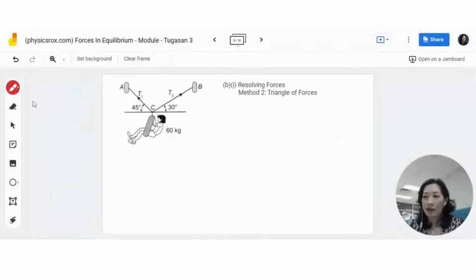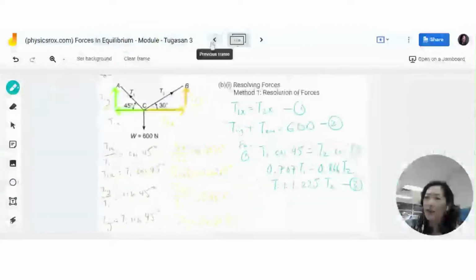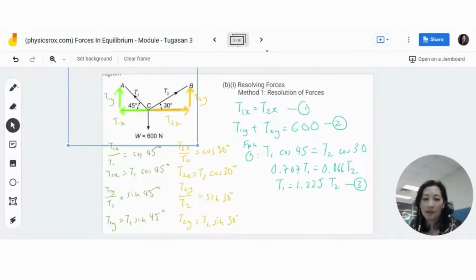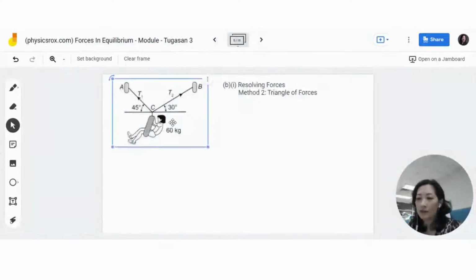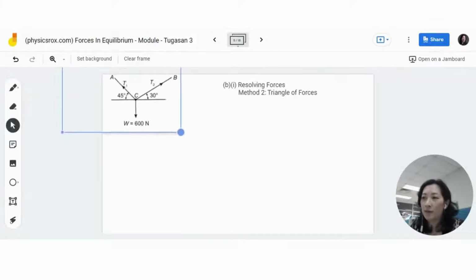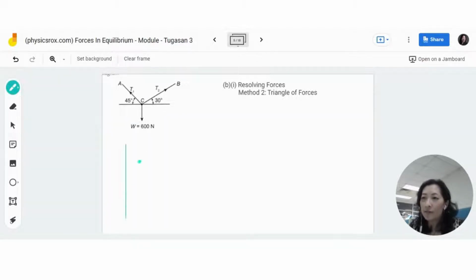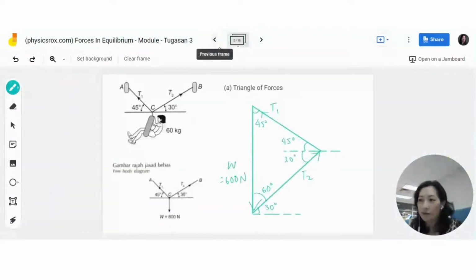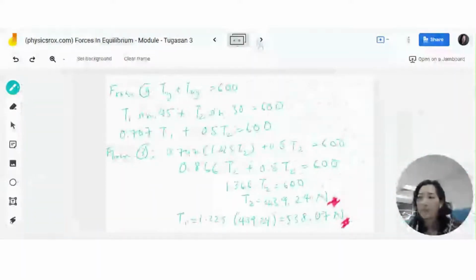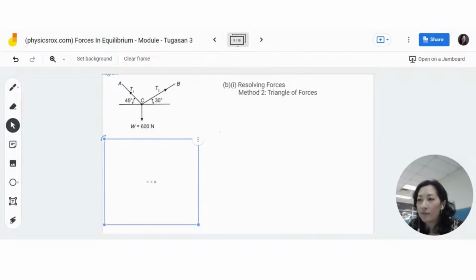Now, if you want to solve this using the triangle of forces, you need to draw the complete triangle first. So using the free body diagram, in fact, let's get the free body diagram again, which is this. I'm going to remove this. I'm just going to make this a bit smaller so that we have more space for our triangle of forces. Let's just take it from here because we already have this diagram.